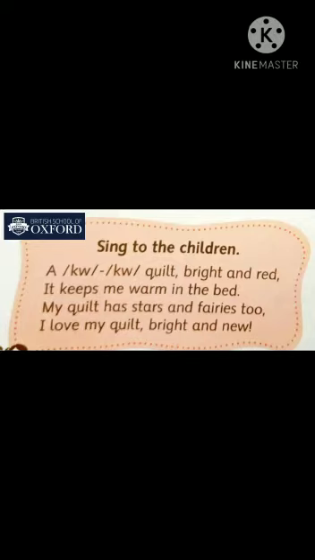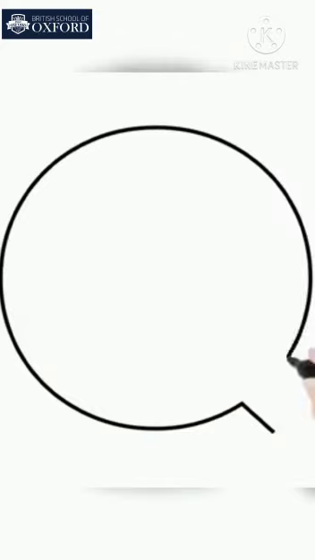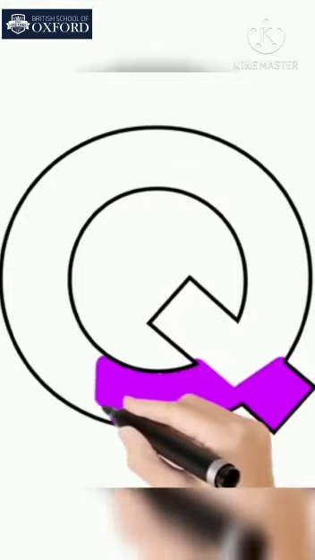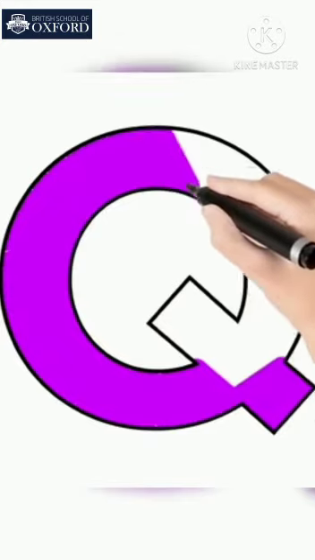Very good. Now, know about a letter. Here is a letter Q, and its sound is qua, qua, qua. Its sound is qua. Which letter is here, my champions? Q. Q, and its sound is qua. Here is a queen.